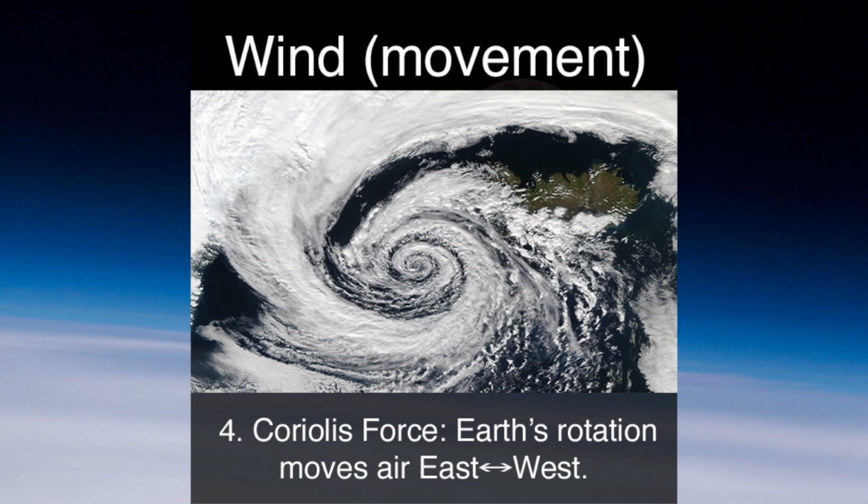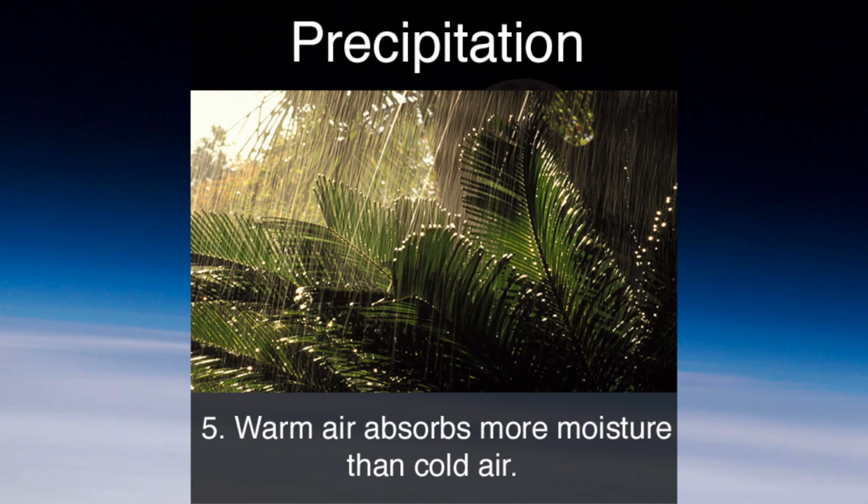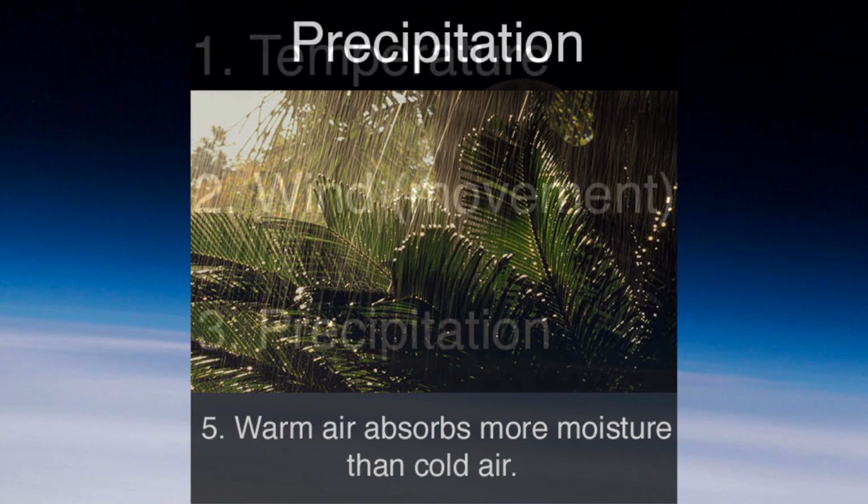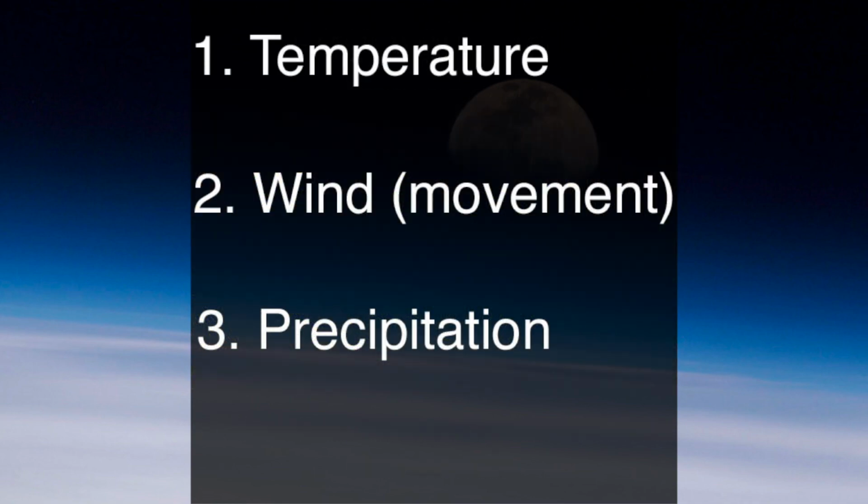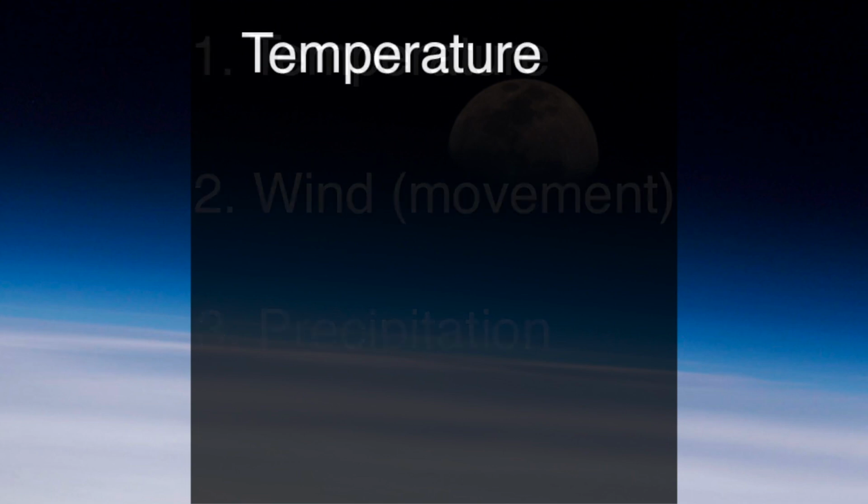And we will also notice that the rotation or spin of the Earth moves the air by what we call the Coriolis force. And finally, Rule 5, when we look at precipitation or rainfall, we'll notice that warm air absorbs more moisture than cold air. The application of these 5 rules explains the temperature, movement, and precipitation in the Earth's atmosphere. So let's first look at temperature.